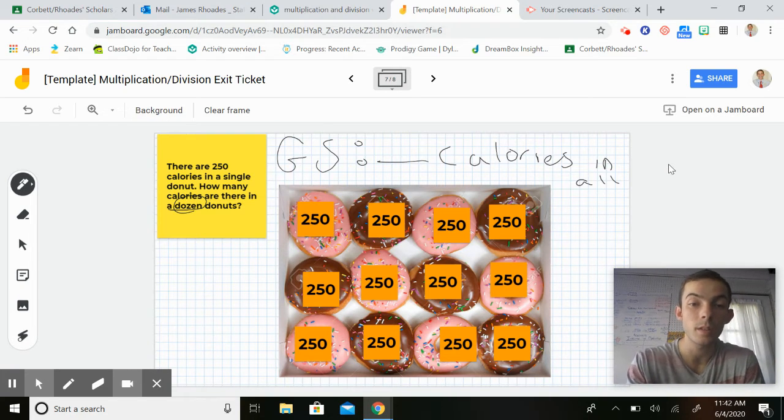Okay. As we all know, you rewrite the question with a blank for the answer. So if the question is how many calories are there in a dozen donuts, you know that you're looking for the total. In which case, if you have a number in every group, and you know you're working with equal groups, you have to multiply. So we're going to take it to the next page here. This is just a visual to show you that you are counting 250 12 times.